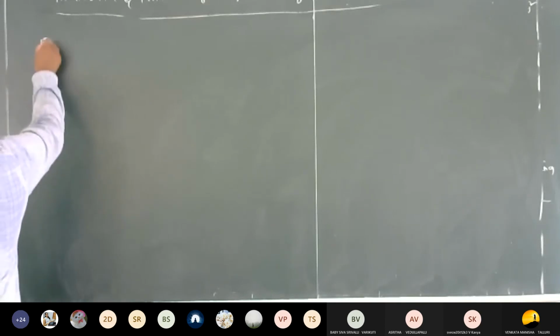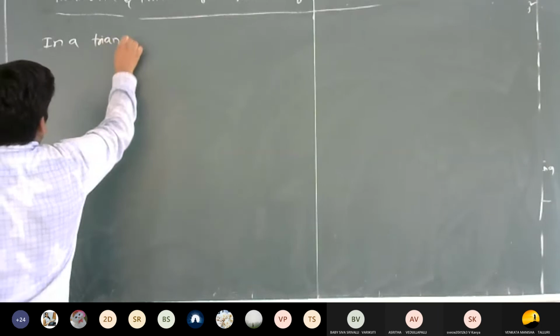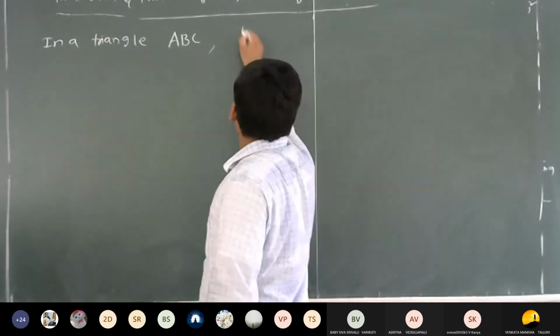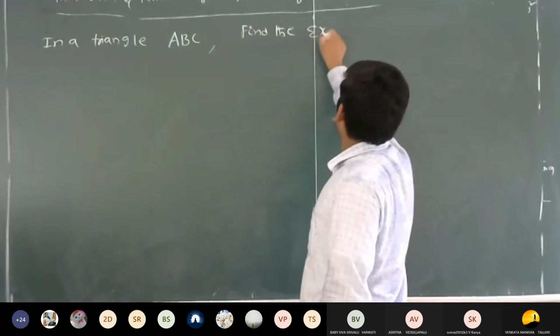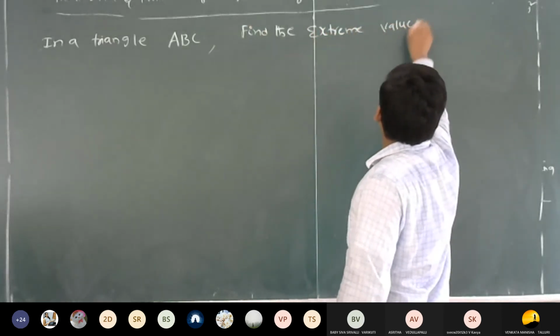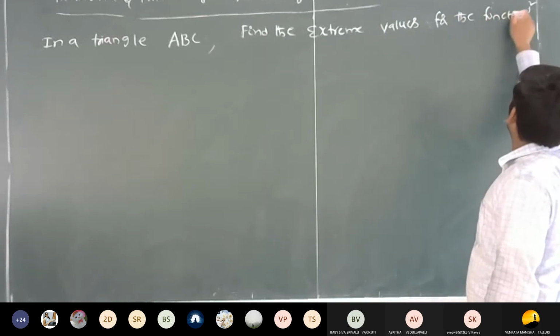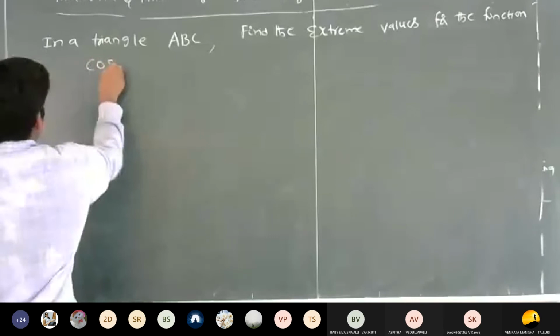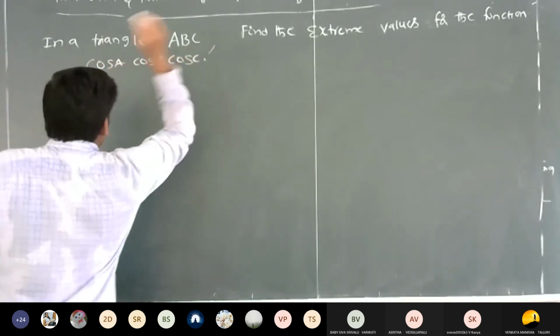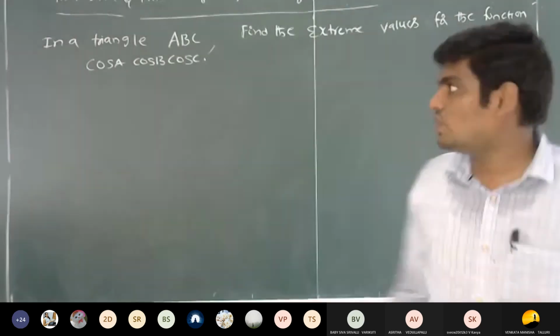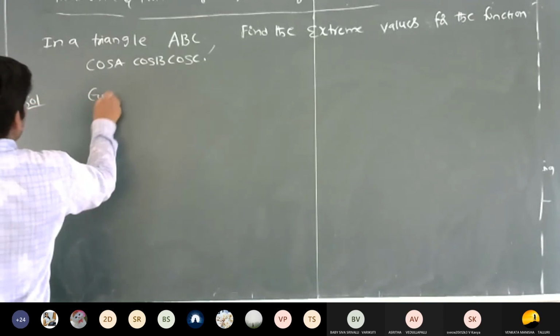Next is one of the very important questions. In a triangle ABC, find the extreme values for the function cos A into cos B into cos C. So, solution.